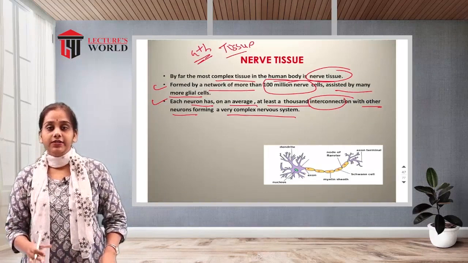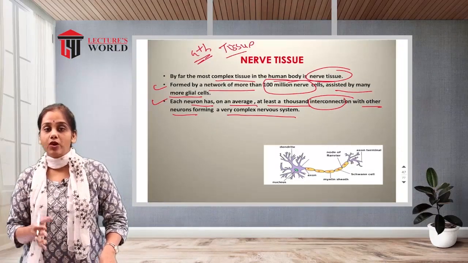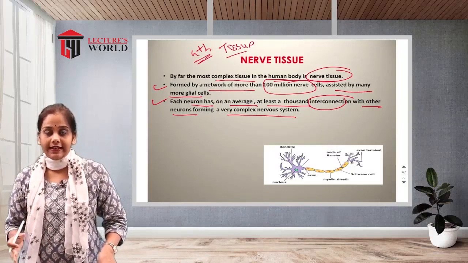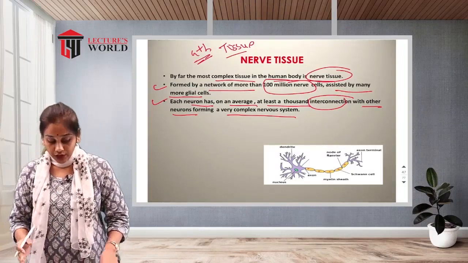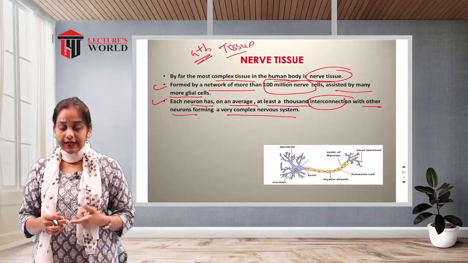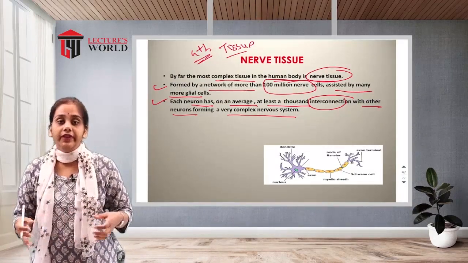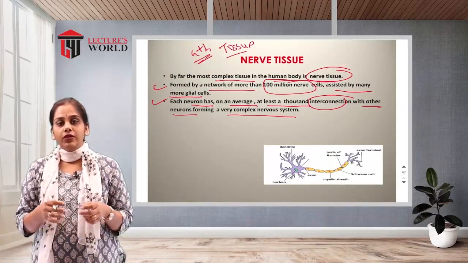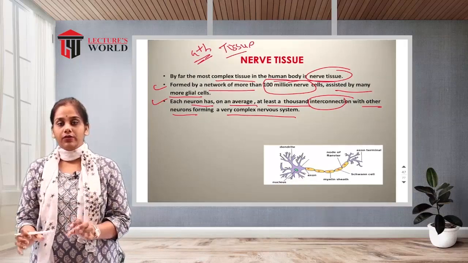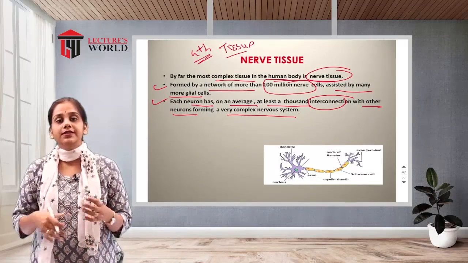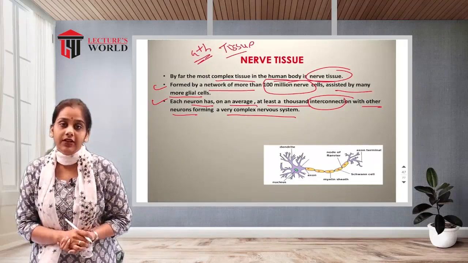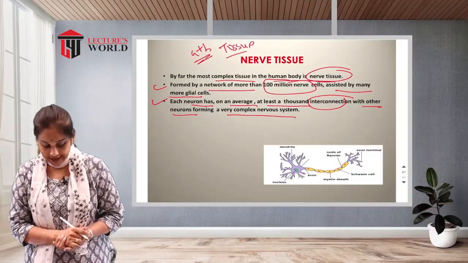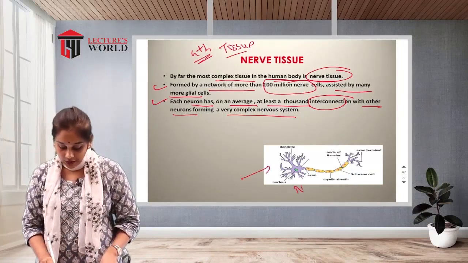Okay, in the nervous system, the most complex structure, the most important and vital cell, is the neuron. Each neuron has thousands of interconnections with other neurons. So two neurons, not only one neuron, are attached to other neurons. More than 1,000 neurons are interconnected, and they develop the nervous system.